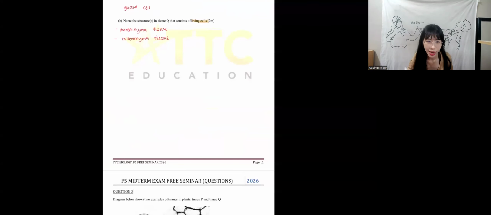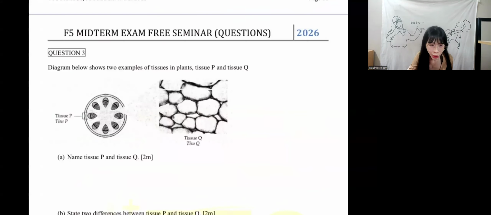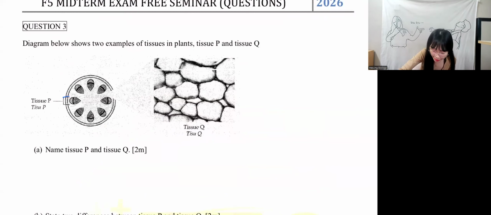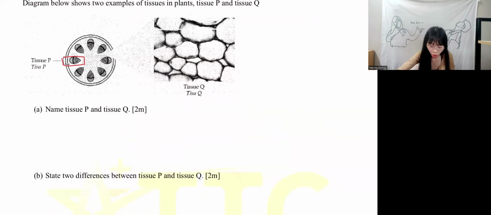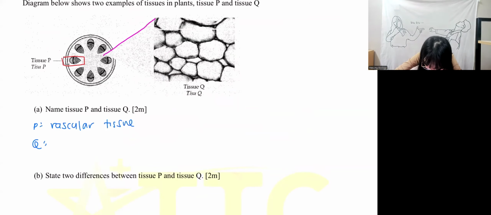Next question. Question 2. Diagram below shows 2 examples of tissue in plant, tissue P and tissue Q. So tissue P, they bracket this entire thing. What is this entire thing here? This entire thing is called? Correct. It's called vascular tissue. Because it's a tissue, so we're going to say P is a vascular tissue. And then Q is a zoom in version. Actually, they zoom in this area for you to see what is Q. It's a ground tissue, very good.